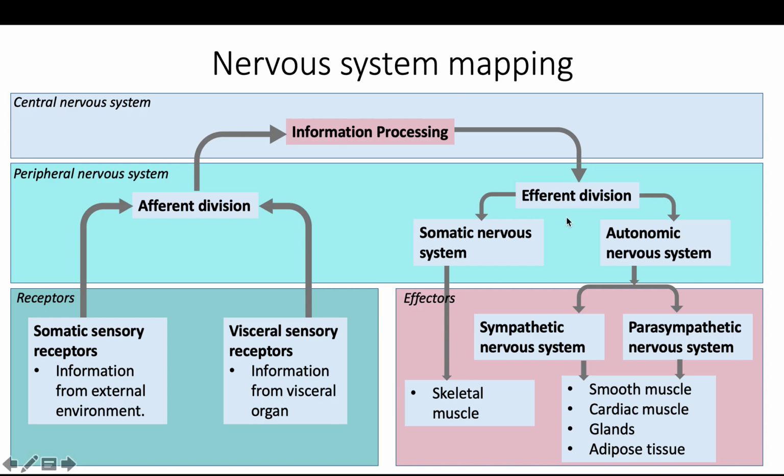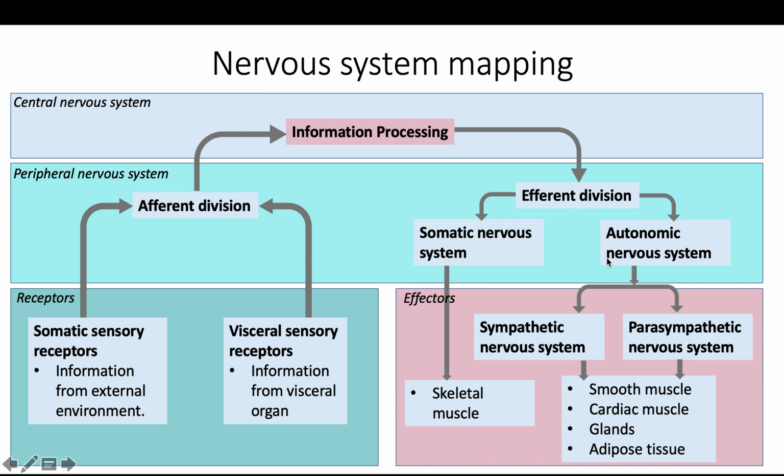The efferent division is quite different and special, because it has a somatic nervous system and it also has the autonomic nervous system. So when I ask you, where is your autonomic nervous system located? The answer must be at the efferent division of the nervous system. When you look at the chapter for our lecture today, we say autonomic nervous system, sympathetic and parasympathetic nervous system. Where are they located? Again, at the efferent division of the nervous system.